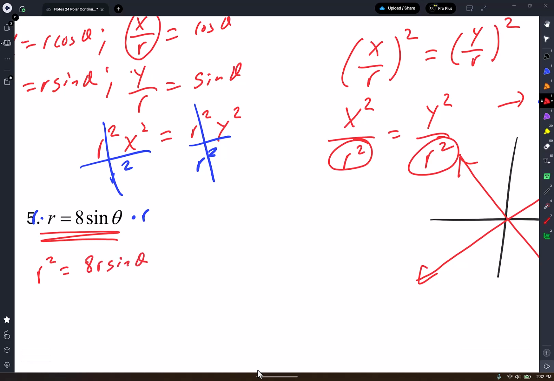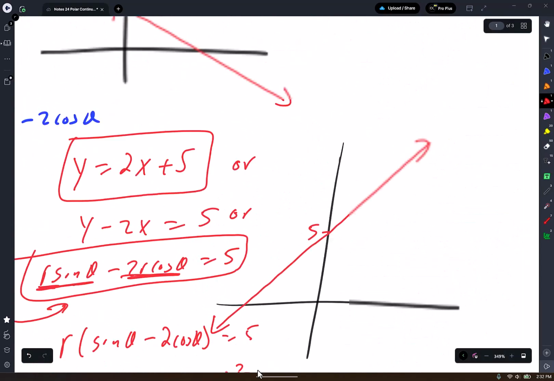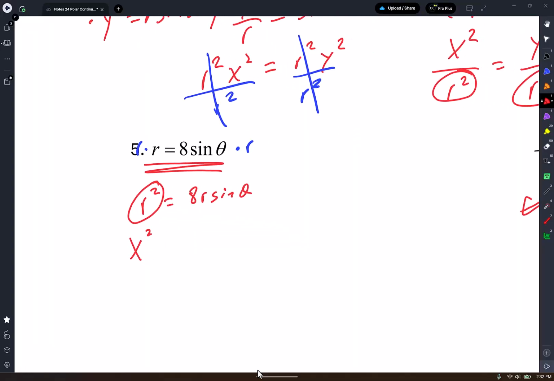Are we okay? What is r squared? Oh, not everyone at the same time. What's r squared? X squared plus y squared. X squared plus y squared equals 8, and then the r sine theta is just y. We still okay?